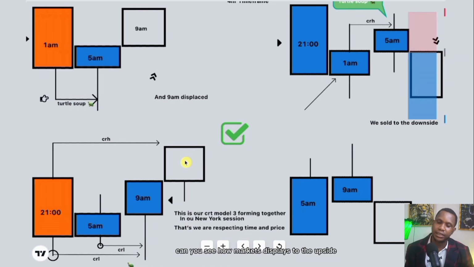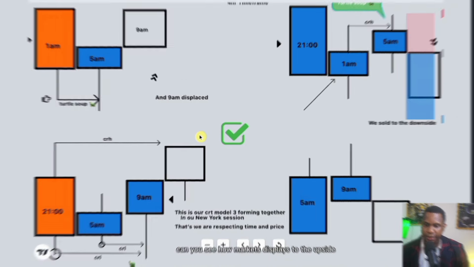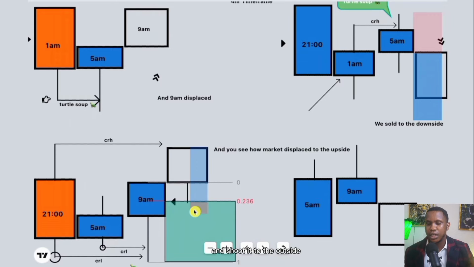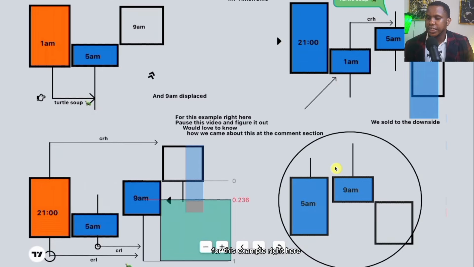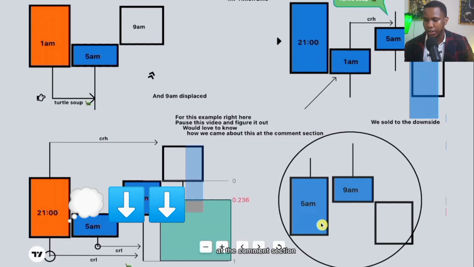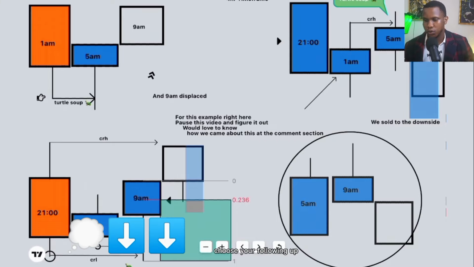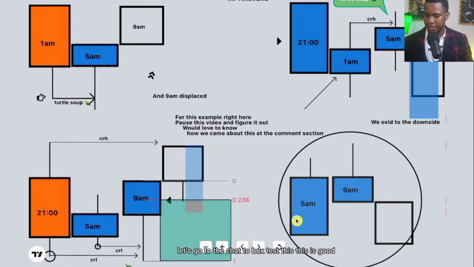Can you see how the market displays to the upside? So we can mark out a green zone and trade to the upside. For this example right here, pause this video and figure it out. I would love to know how you came about this in the comment section. It shows you're following up. Go to the chart to backtest this.